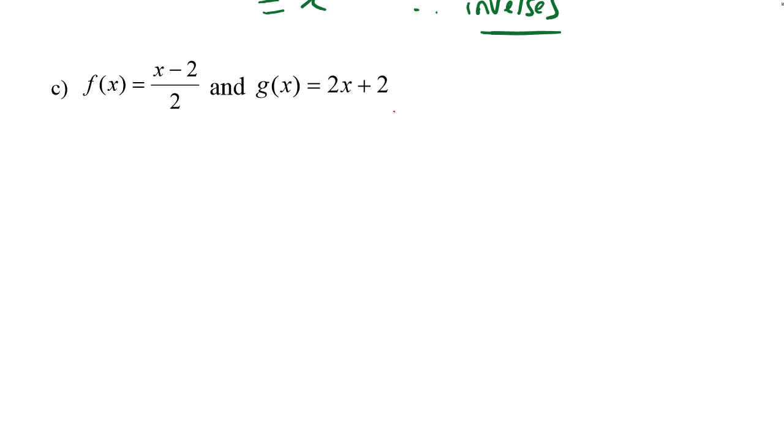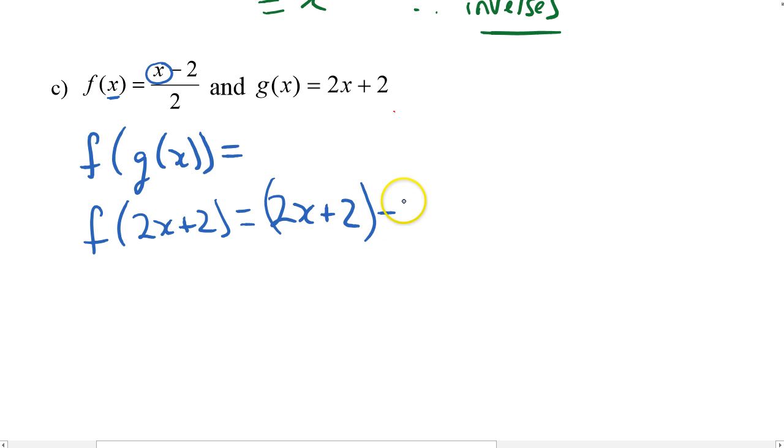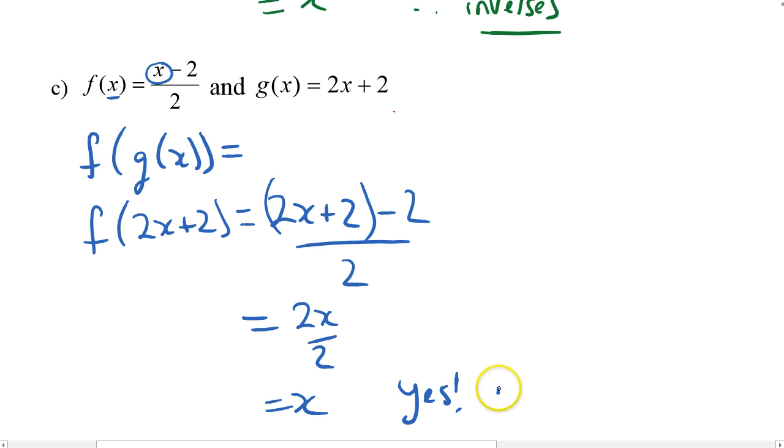All right, maybe I'll try this one in blue. So I'll say that f of g of x, I'm going to find out whether or not that is equal to x. g of x is equal to 2x plus 2, so I'm going to say f of 2x plus 2 equals. Now wherever I see an x in my f function, that x shows up here again. So if I'm plugging in a 2x plus 2, where I see this x, I'm going to write 2x plus 2 minus 2 all over 2. So what happens in my numerator? I have 2x plus 2 minus 2, so that's going to be 2x over 2, which is equal to x. So therefore, yes, inverses.